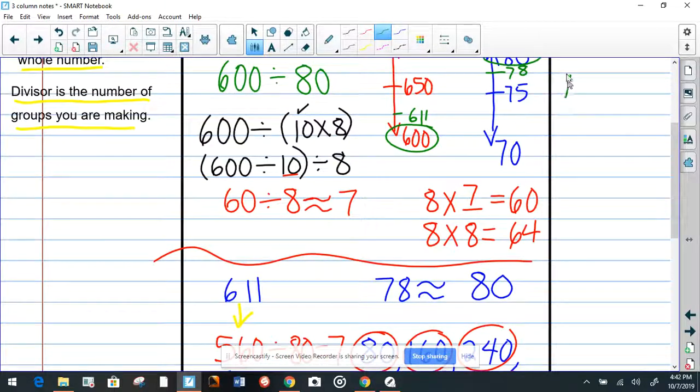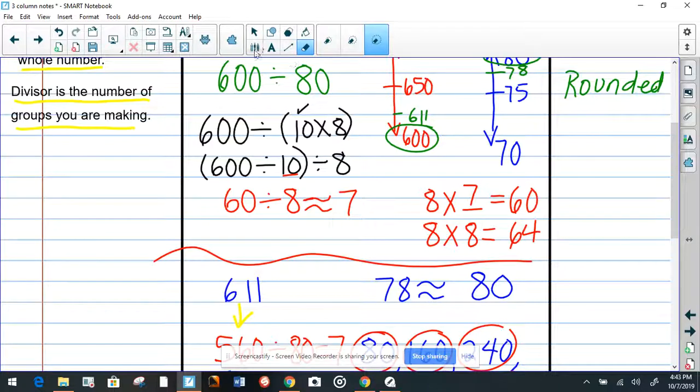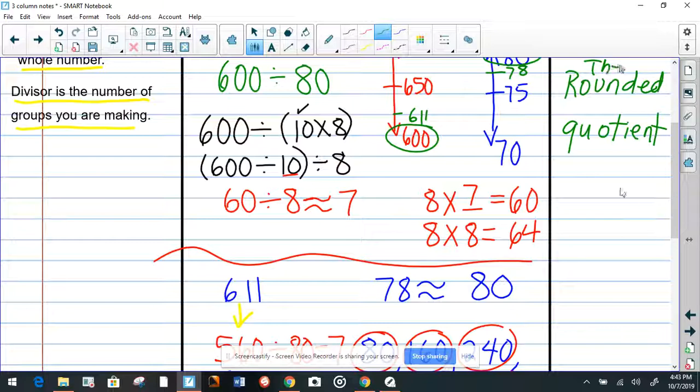So the rounded quotient, actually, let me write that better. The rounded quotient is 7.